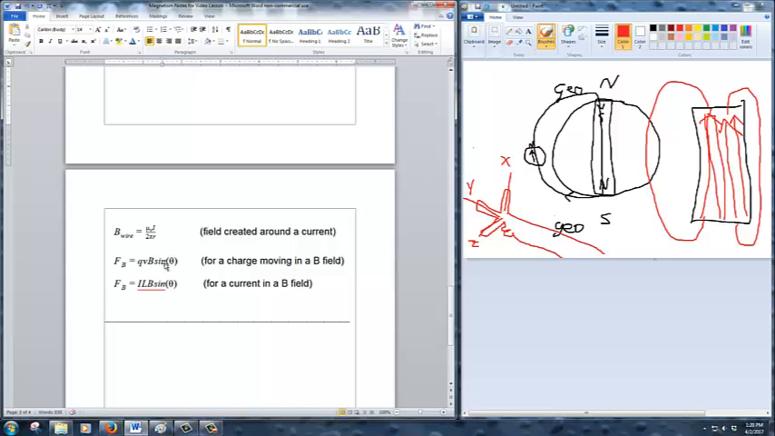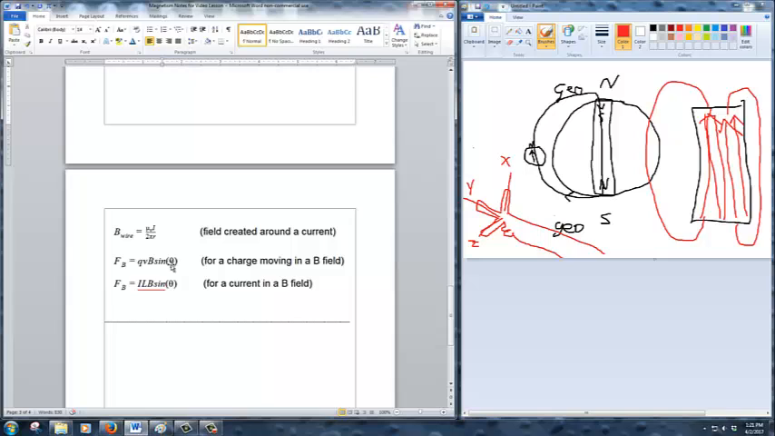So the angle here, again, is between the two vectors, the direction the charge is moving and the direction of the magnetic field. So if they're in the same direction, the angle between them is 0, and sine of 0 is 0. So again, if the velocity and the magnetic field are the same direction, meaning the charge is moving parallel to the field, then the force is going to be 0.